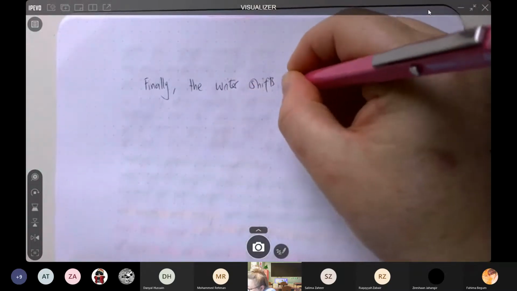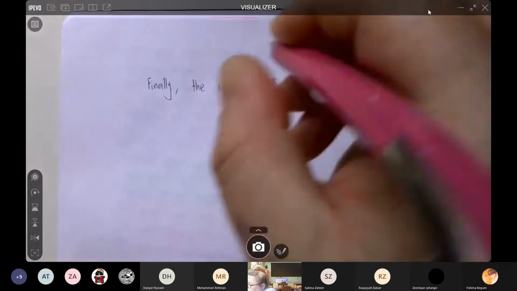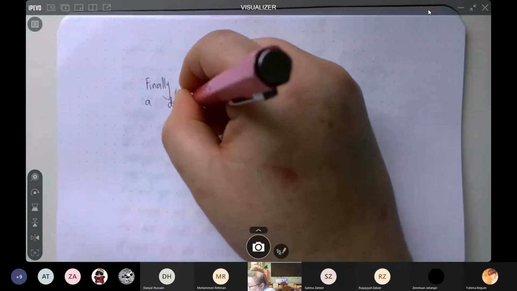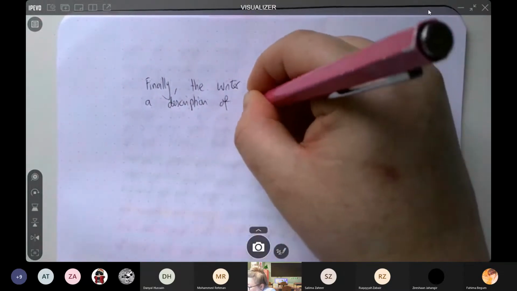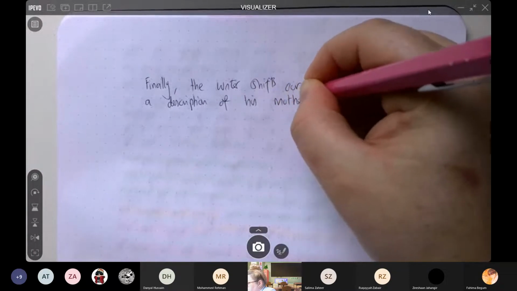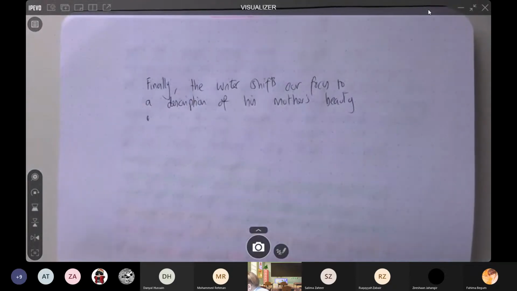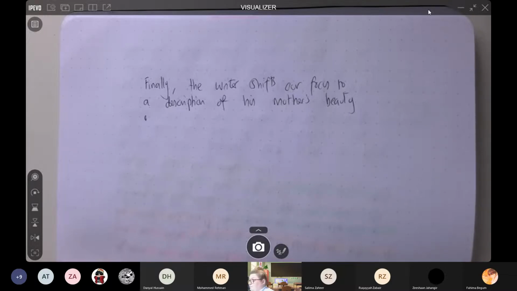shifts our focus to a description of his mother's beauty. And in this instance, it would be appropriate to use a quotation again. And we've got loads of ideas that we have there. Quite a few, in fact. But we only need to take a very short one. So, for example, wherever she went, men looked at her.